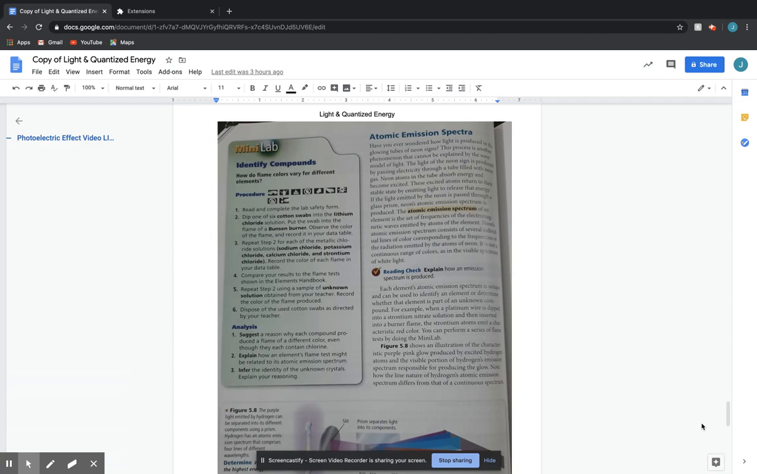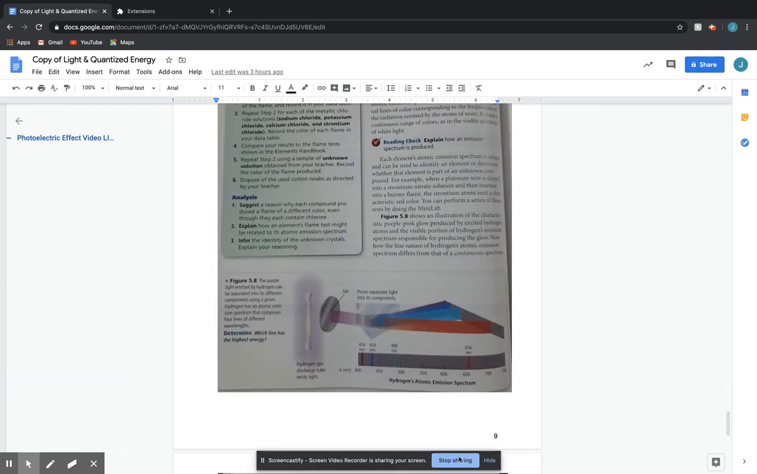Neon's atomic emission spectrum consists of several individual lines of color corresponding to the frequencies of the radiation emitted by the atoms of neon. It is not a continuous range of colors as in the visible spectrum of white light. And that's all. Thank you.